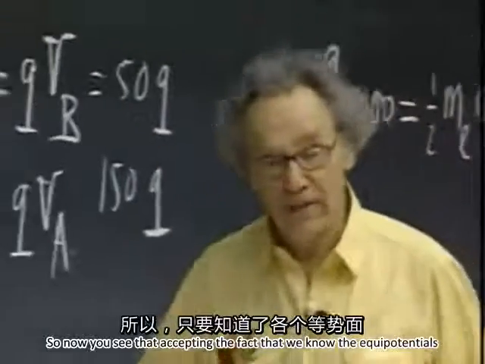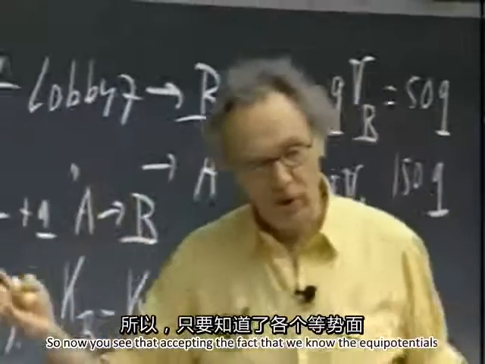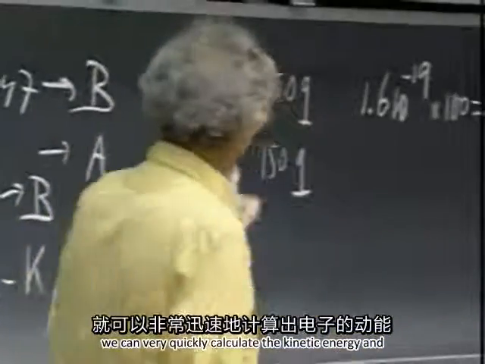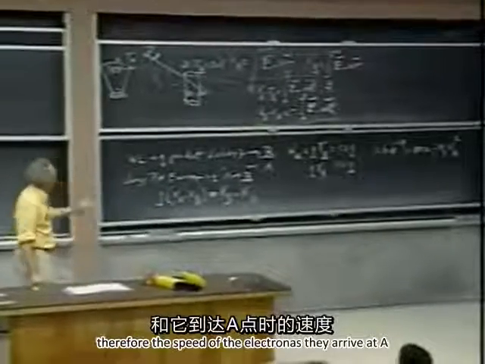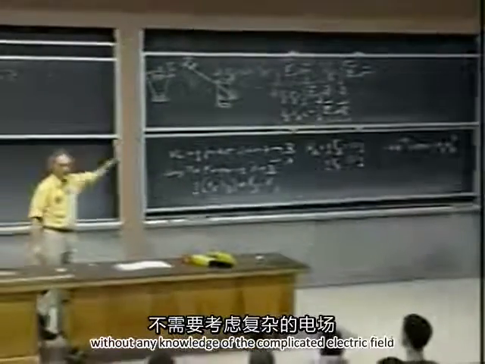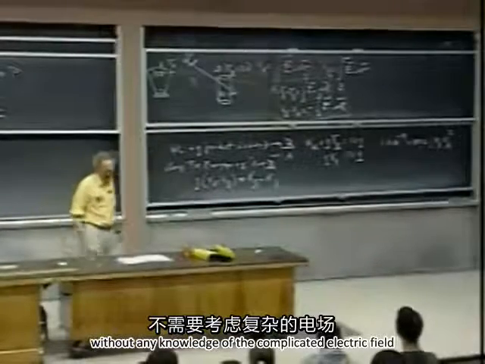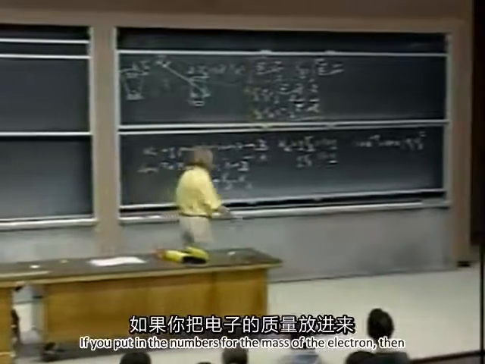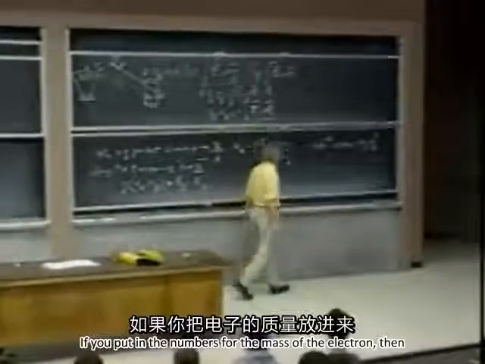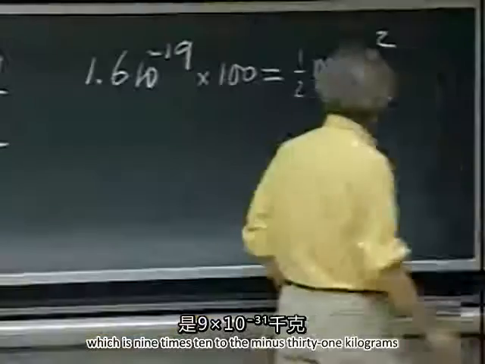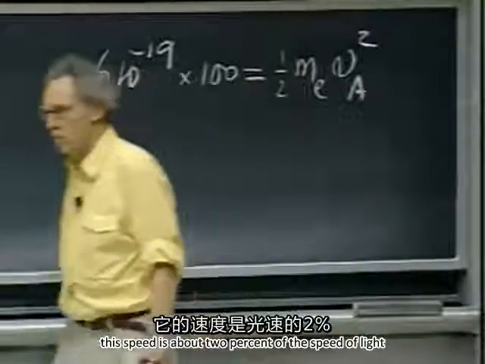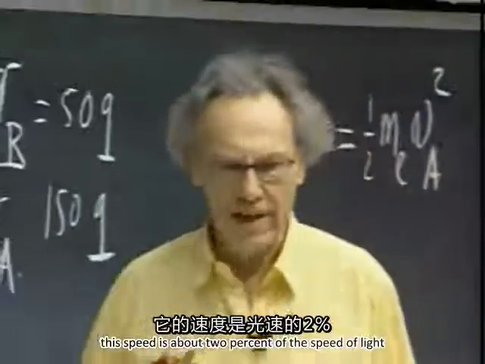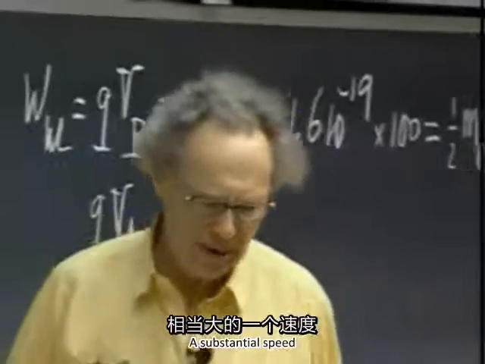So now you see that, accepting the fact that we know the equipotentials, we can very quickly calculate the kinetic energy and therefore the speed of the electron as it arrives at A, without any knowledge of the complicated electric field. If you put in the numbers for the mass of the electron, which is 9 times 10 to the minus 31 kilograms, then you find that this speed is about 2% of the speed of light, a substantial speed.